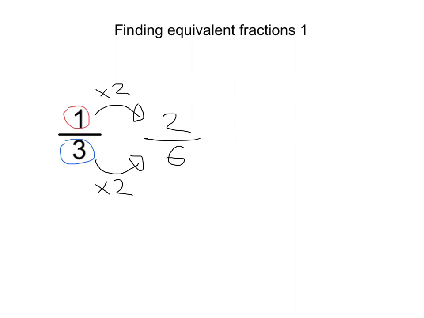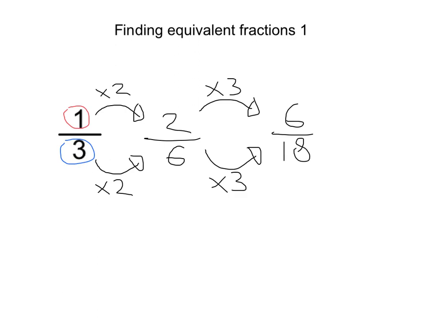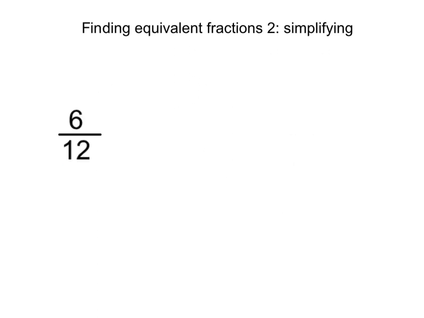And we can keep going with this. If we take our 2/6 and we multiply by 3, for example, we'll get 6 on the top. We multiply the bottom by the same amount, and we get 18 on the bottom, and 6/18 is the same as 1/3. Now here's an example of finding equivalent fractions by dividing, and this is used to simplify a fraction.